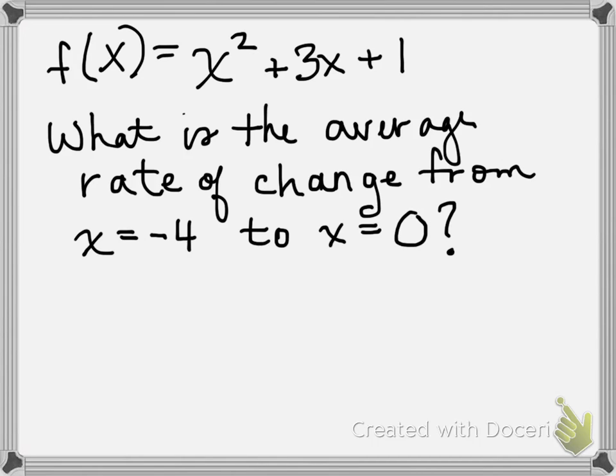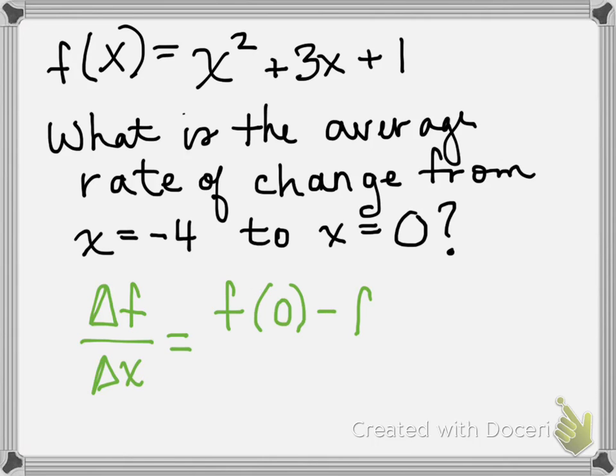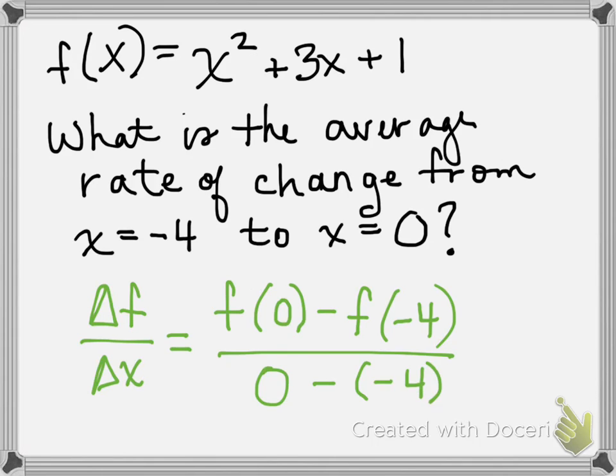In order to do this, we're going to compute the change in the function value divided by the change in the x value. So that is f of 0 minus f of -4 divided by 0 minus -4. Something I want you to really take a look at is the 0 and f of 0. They are lining up in this fraction. Likewise, the f of -4 and the -4 are lining up in this fraction.